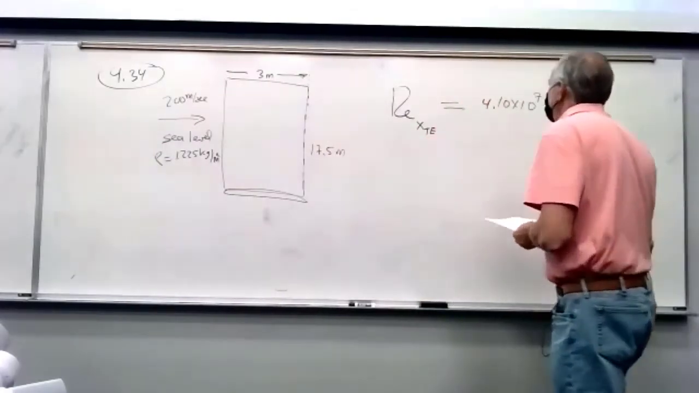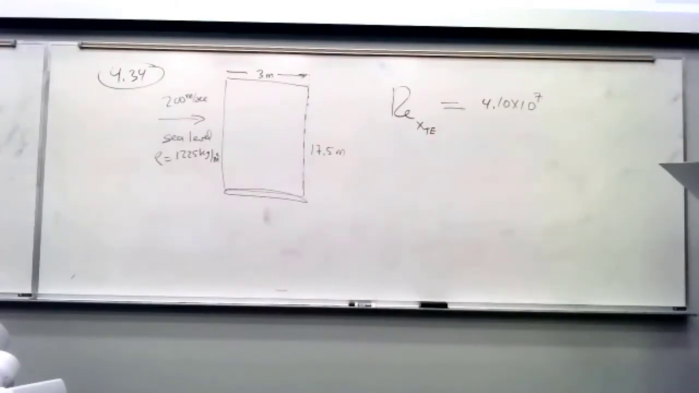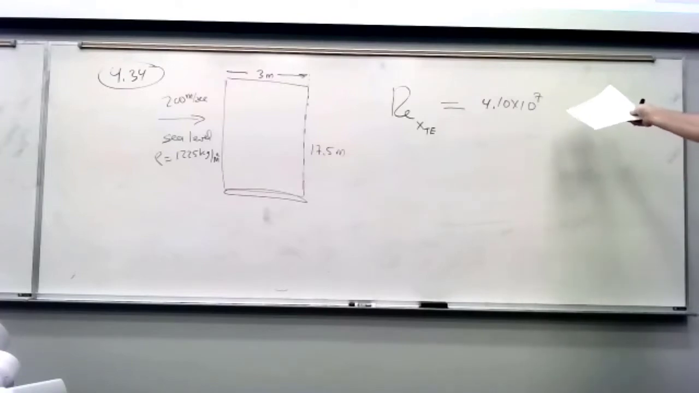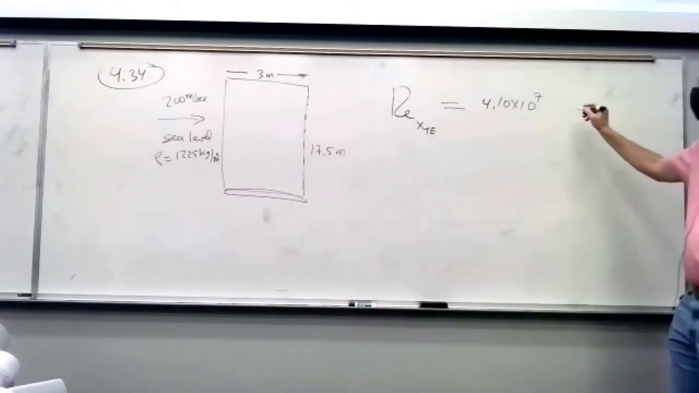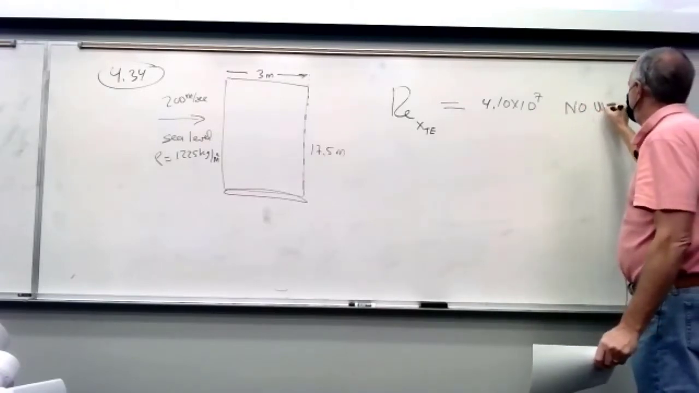So spot check your Reynolds number calculation. Make sure you show it. So we're supposed to assume it's at sea level? Yeah, we have to assume it's sea level. Okay. So what are the units on this? Units? It's a dimensionless parameter, so there's no units.